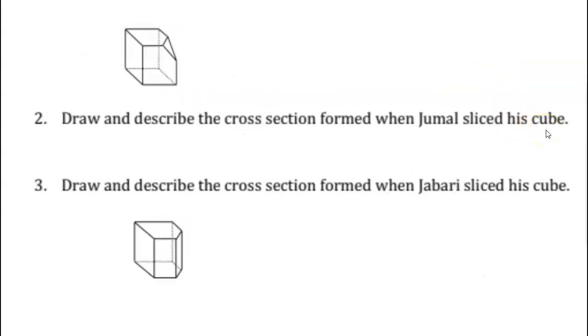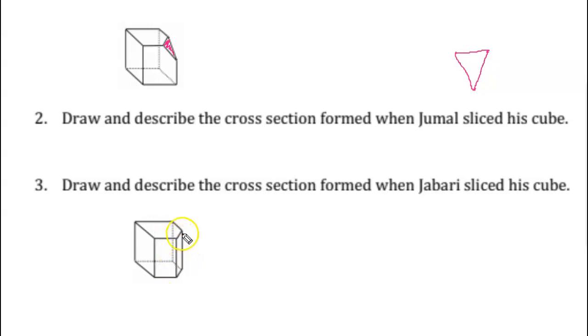Now, draw and describe the cross-section formed when Jamal sliced his cube. Jamal had taken off the vertex. He had interpreted corner to be vertex, and so he cut the vertex off. And so he ended up with this cross-section right here. I've got a corner, and a corner. So three corners makes for a triangle. So he ended up with a triangle.